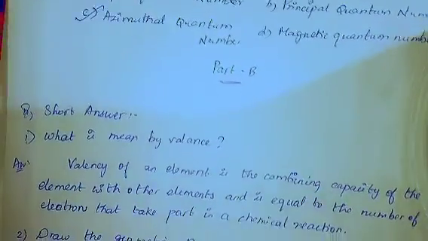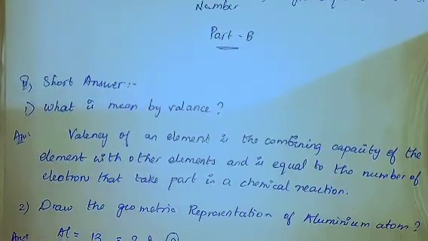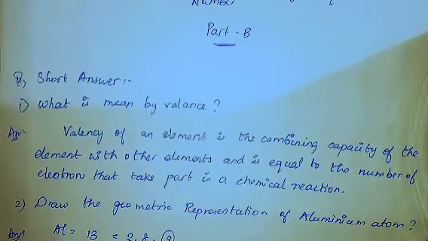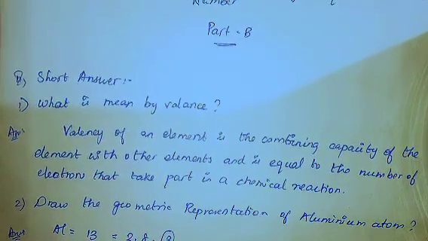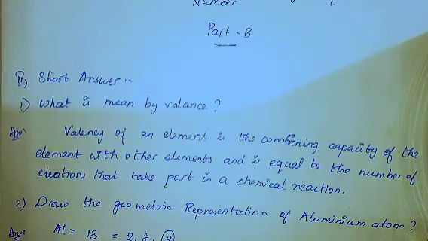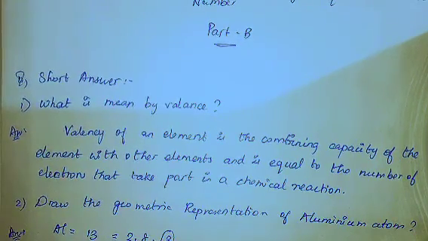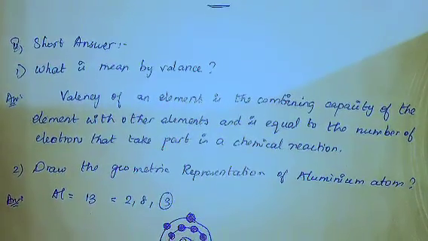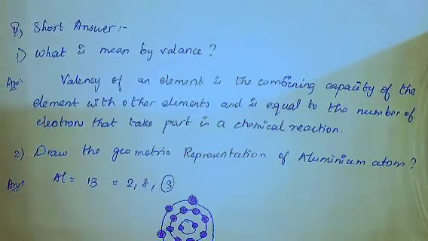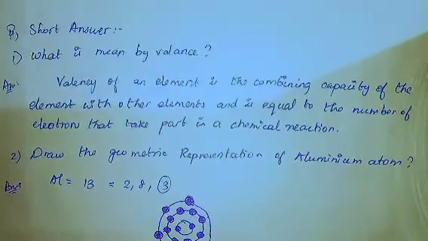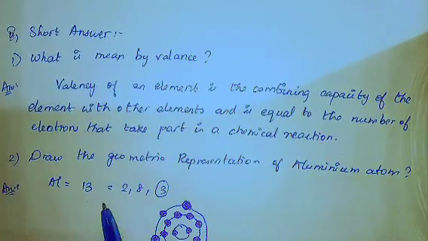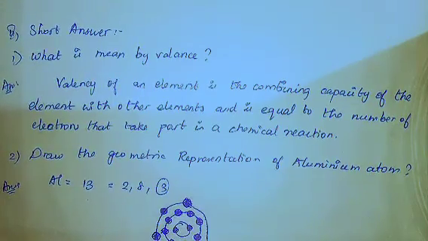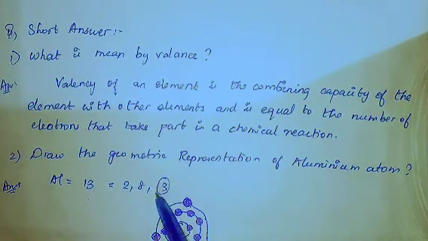Then part B, short answer. First one, what is meant by valency? The answer is, valency of an element is the combining capacity of the element with other elements and is equal to the number of electrons that take part in a chemical reaction. Then second one, draw the geometric representation of aluminum atom. Al, atomic number 13, equal to 2, 8, 3. Then draw this, circle this 3.